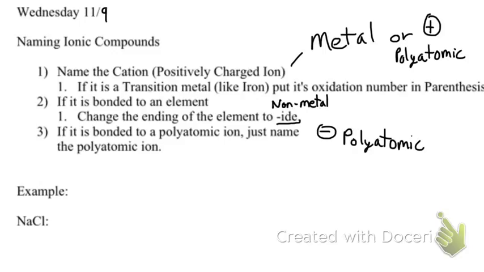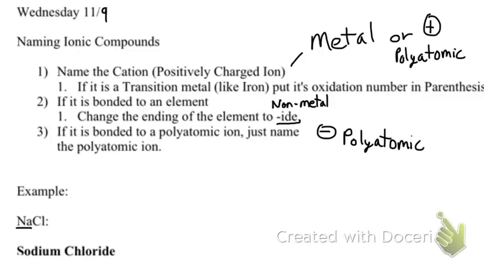So we'll start with an example here, NaCl. Na is our metal, it's our cation, and so we just name the cation. So Na on the periodic table is sodium. So we name it sodium. Cl is next. It is our negatively charged ion. It is a nonmetal. And so we'll change its ending to "-ide". So rather than chlorine, we will get chloride for sodium chloride.